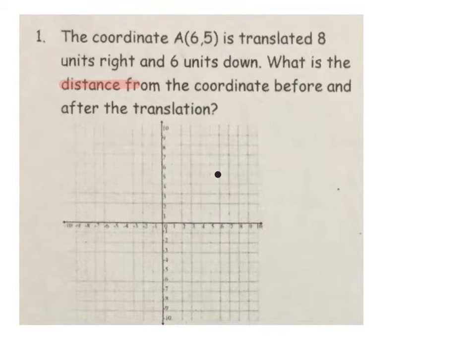So if we go 8 units to the right, just pretend like we have a straight line. Let's just say that's a straight line that we got there. That's 8, right? 8 units to the right. And then if we go 6 units down, about like that or so. Okay, there's my 6 units down.